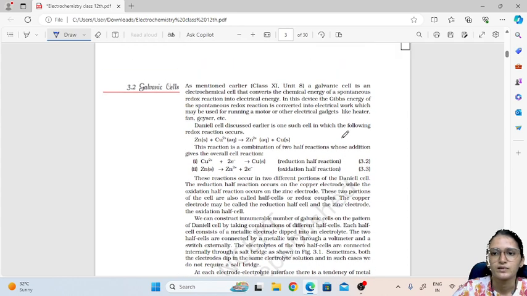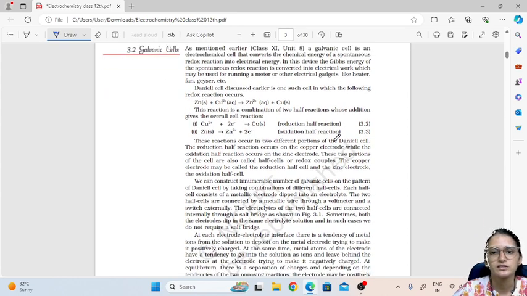Now, about the galvanic cell we will discuss a few things. This is the reaction of the galvanic cell, wherein zinc combines with copper ions to give zinc 2 plus, that is zinc ion, plus copper. This is the overall reaction from which we can write the half reactions, that is the reduction half and the oxidation half.